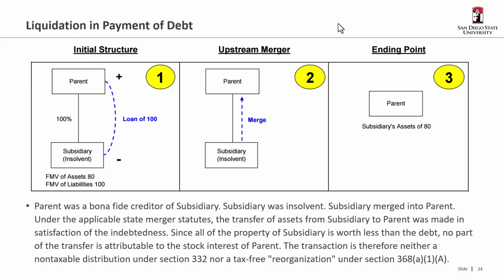What if instead the liquidation is in payment of debt? And we talked about this, right, where the subsidiary is insolvent. And so let's say the parent had loaned the subsidiary 100. The fair market value of the subsidiary's assets were 80. It was insolvent, and then they decide to do this kind of transaction in order to close down the subsidiary. In this case, you would view it as the transfer of the assets from the sub to the parent was made in satisfaction of the indebtedness. And so as a result, none of this is relatable to the stock interest. And so as a result, it's not a 332 at all.